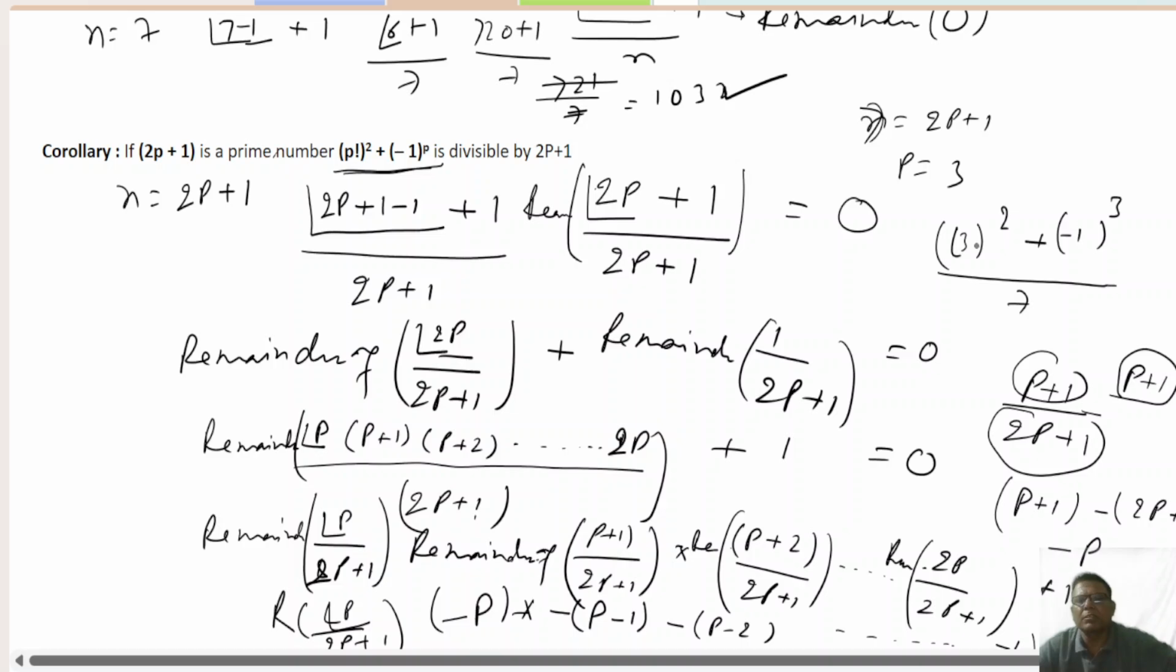So factorial 3 is 6. 6 times 6 is 36. 36 minus 1 is 35. 35 is divisible by 7.